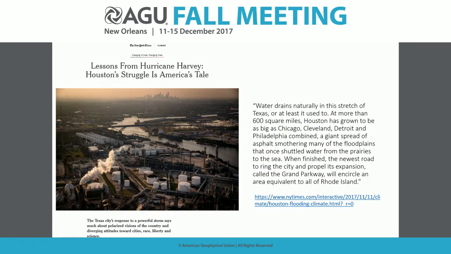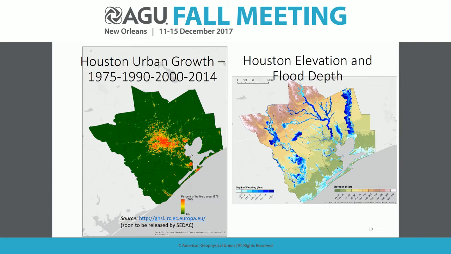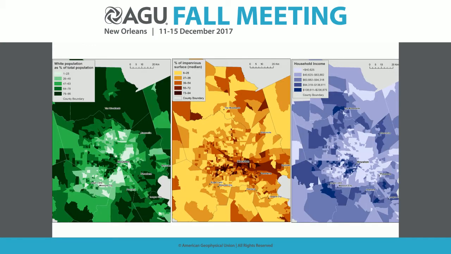And this was a recent New York Times article just looking at the issue of sprawl, and how unregulated sprawl in Houston may have contributed to some of the flooding that occurred there. And then this is a data set that we'll soon release called the Global Human Settlements Layer. You can already download it from the Joint Research Center at ISPRA, but basically it shows the growth in built-up areas in Houston from 1975 to 1990 to 2000 to 2014.